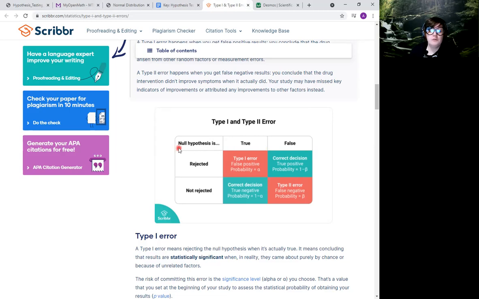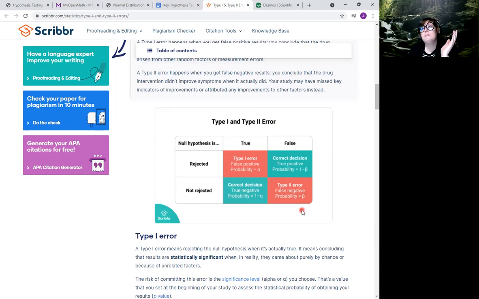What we're doing with hypotheses is splitting the world into two possibilities, either the possibility of the null hypothesis or the possibility of the alternative hypothesis, right? And we're saying only one can happen because they're opposites of each other. They're not allowed to exist at the same time. So either your null hypothesis is true or your null hypothesis is false.